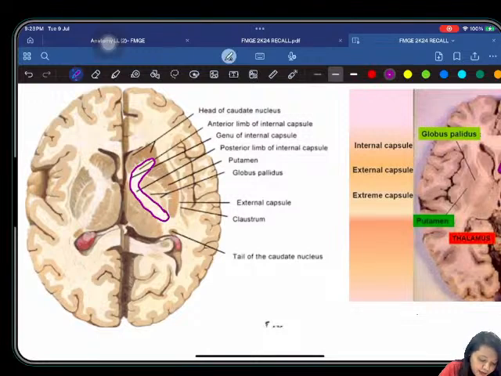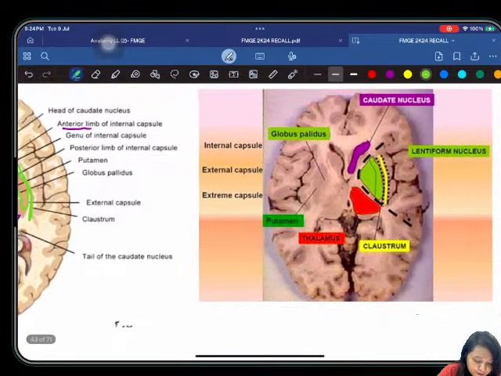So you have the anterior limb of the internal capsule, the posterior limb and the genu, and in the above part you will get the head of the caudate. This is the lentiform nuclei. This part is the globus pallidus, this is the putamen, and below that you will get the thalamic nuclei. If they have mentioned this area, then it is the internal capsule. Outside you will also have the external capsule as well.